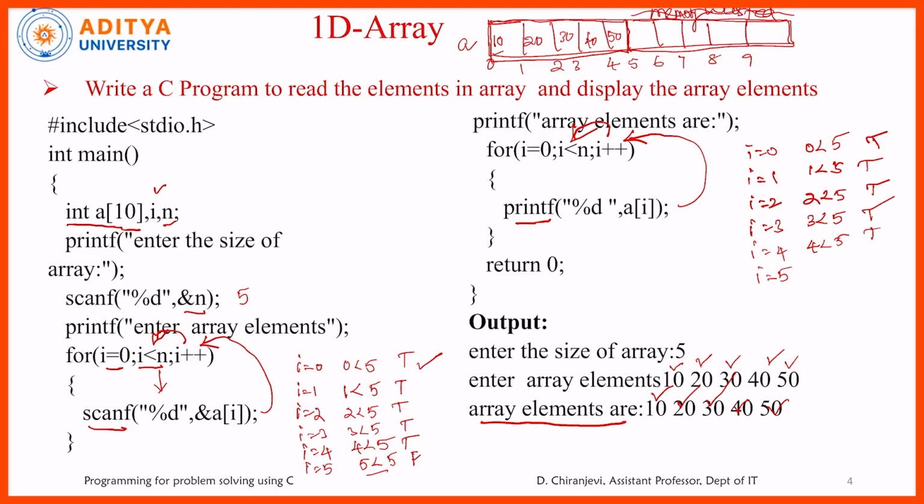Again we update the i value, and now i is 5. 5 less than 5 is false. If this is false, control will come outside the loop. Outside the loop, the return 0 statement will exit the main function, so the program execution is done. It will stop after printing 10, 20, 30, 40, 50. In this program, the user has read the elements dynamically by using scanf, and then displayed those elements that were entered.